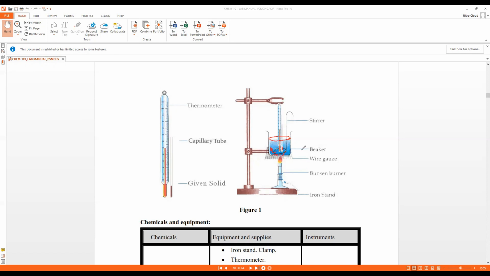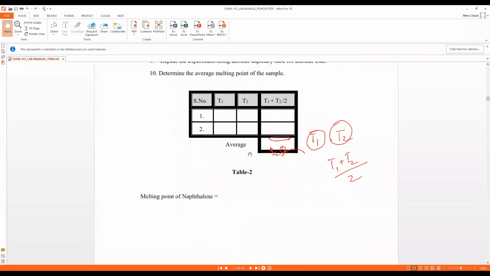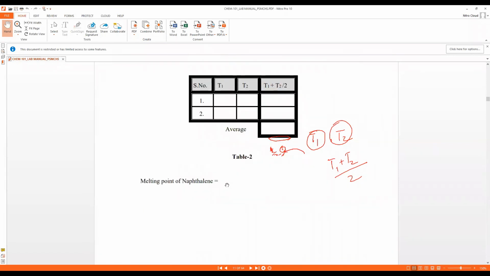When this solid starts changing to liquid, that is T1. And when all the solid has been converted to liquid, that is T2. Then we will take the average of T1 and T2: T1 plus T2 divided by 2. We will write our values here in this table. In this experiment, we will find the melting point of naphthalene. So whatever you answer, just write and complete this table, and after that, complete your questions.